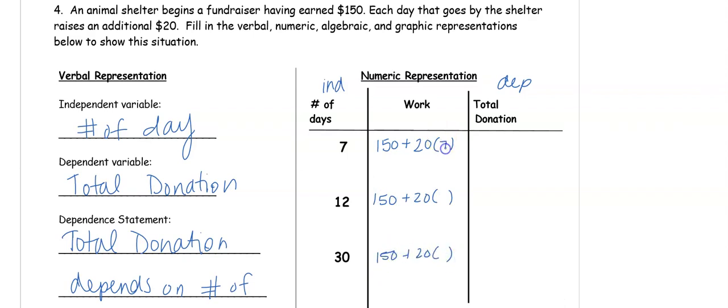Okay, so after 7 days, we would say that 20 times 7 is 140 plus our original 150. So $290 would be donated after 7 days. After 12 days, we would say 12 times 20, which is 240, plus our original 150, $390 would be donated. Now, if we go a whole month, like 30 days, we would say 30 times 20, that's 600, plus your original 150, $750 was raised.